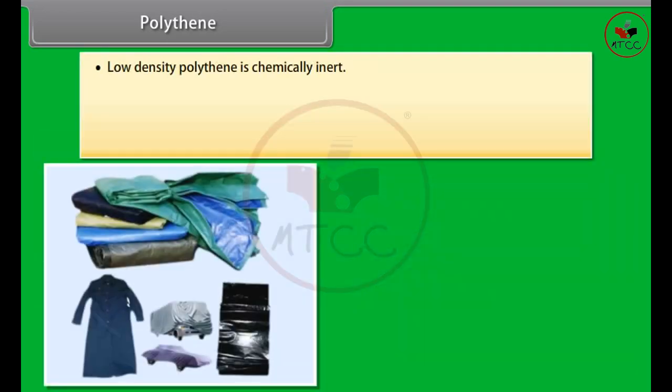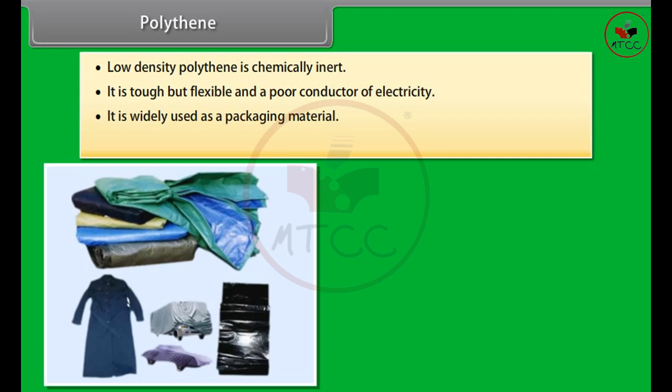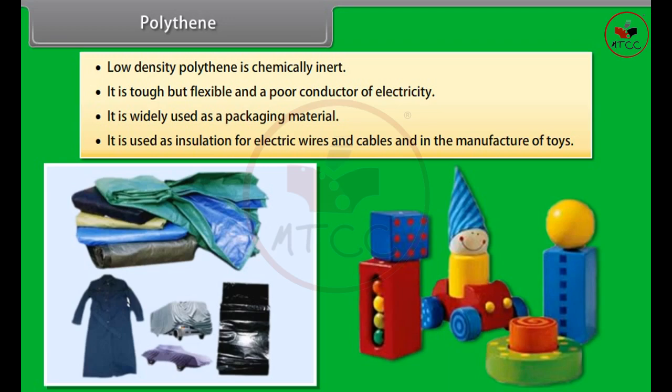Low-density polythene is chemically inert. It is tough but flexible and a poor conductor of electricity. It is widely used as a packaging material. It is used as insulation for electric wires and cables and in the manufacture of toys.